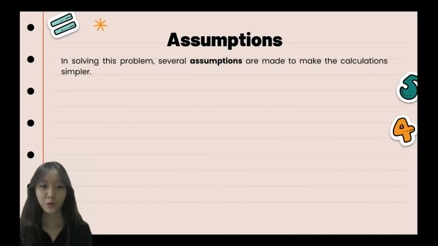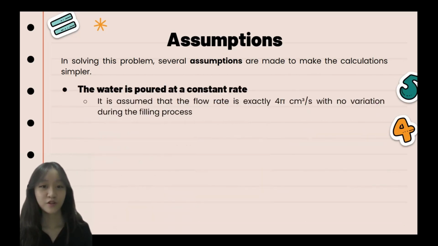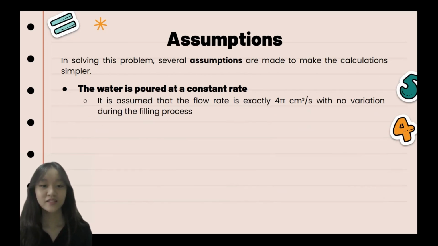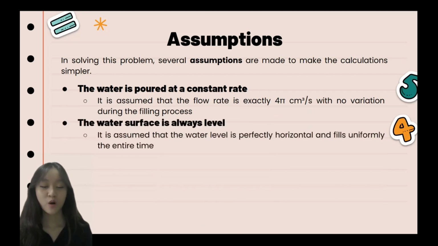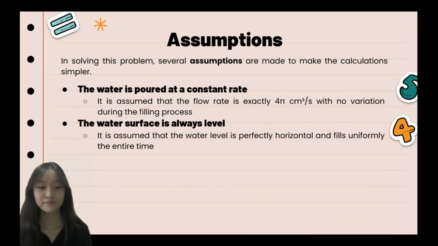Thank you. In solving this problem, several assumptions are made to make the calculation simpler. The first is that the water is being poured at a constant rate. The question assumes that the flow rate is exactly 4 pi cm cubed per second, with no variation during the filling process. The second is that the water surface is always level, where the water level is perfectly horizontal and fills uniformly the entire time.